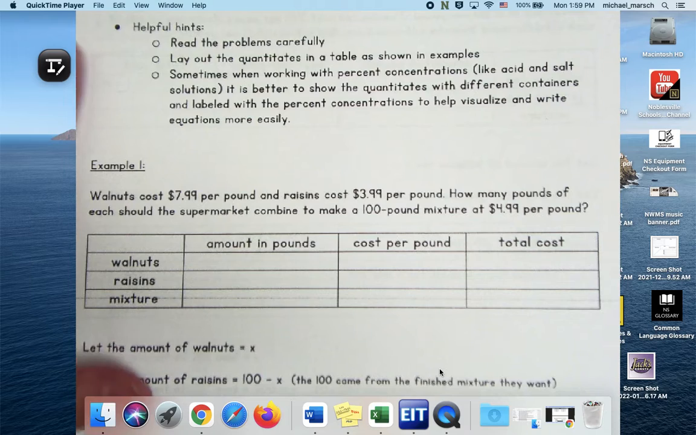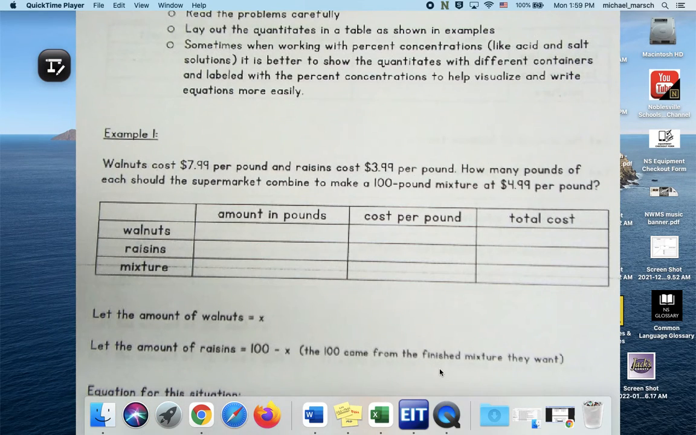Okay, so imagine, if you will, that the grocery store has like two giant containers. One is walnuts, one is raisins. I don't know who wants to mix that, but they do. Okay, sounds gross. They have to figure out what is the ratio, like how many walnuts they need and how many raisins, so that when they put it together, it's going to cost $4.99, right? So right away, you should be thinking to yourself, what am I going to need more of, raisins or walnuts?